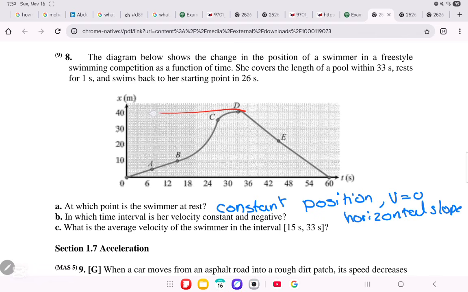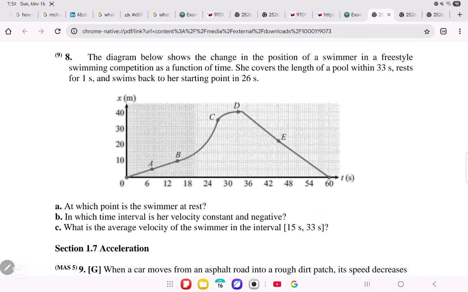For sure it's D, because if you draw D, it's going to have a horizontal slope. And it's going to have basically a slope of 0. That means velocity is 0, because in the xt graph, velocity is the slope. So that means she's staying in a constant position, and that means our answer is D. We'll move on to part B.